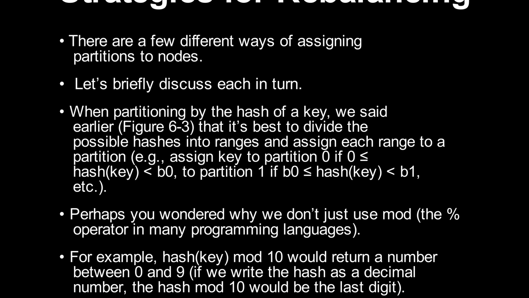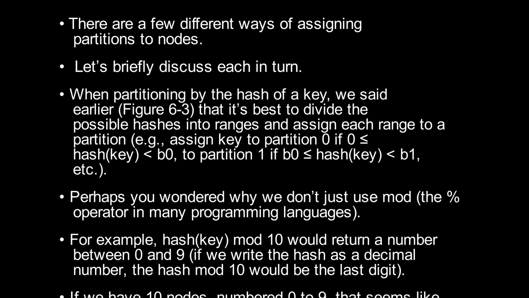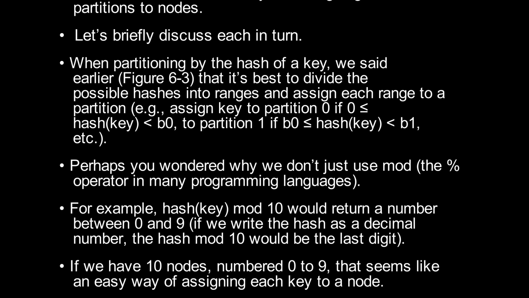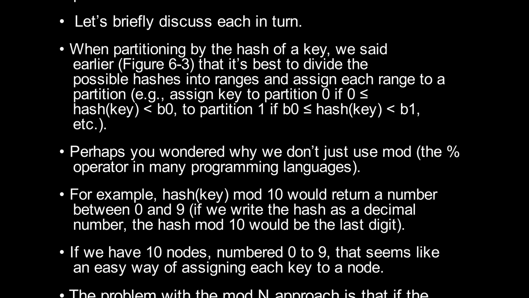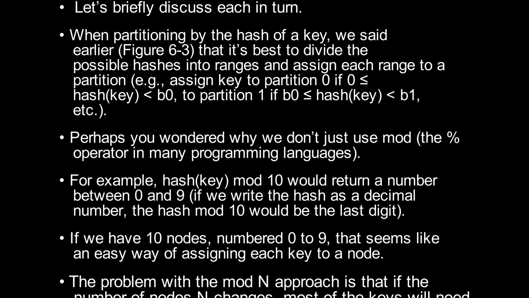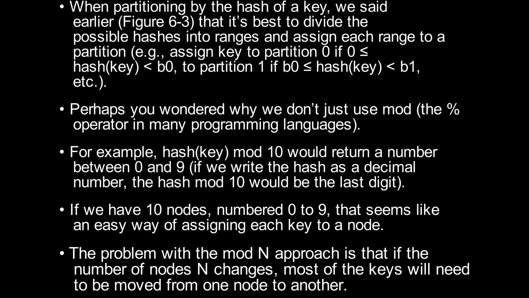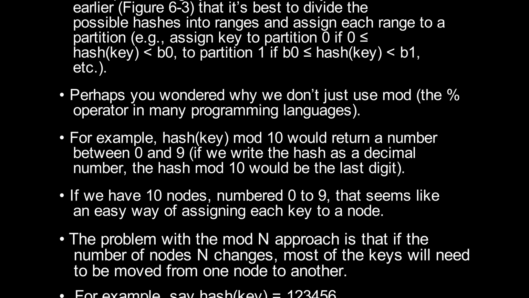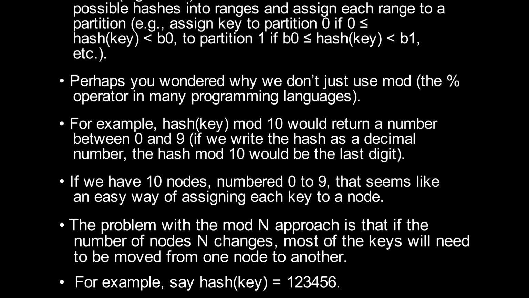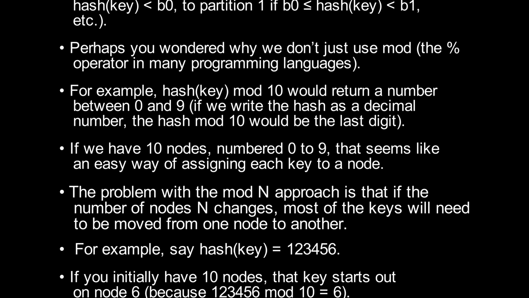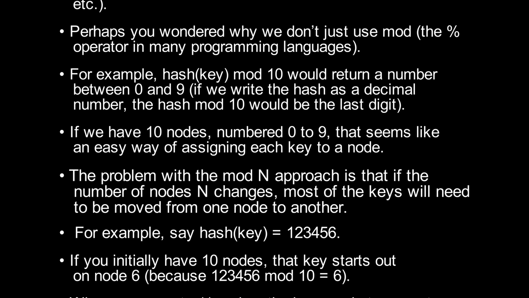Perhaps you wondered why we don't just use mod, the % operator in many programming languages. For example, hash(key) mod 10 would return a number between 0 and 9. If we write the hash as a decimal number, the hash mod 10 would be the last digit. If we have 10 nodes, numbered 0 to 9, that seems like an easy way of assigning each key to a node. The problem with the mod N approach is that if the number of nodes N changes, most of the keys will need to be moved from one node to another.